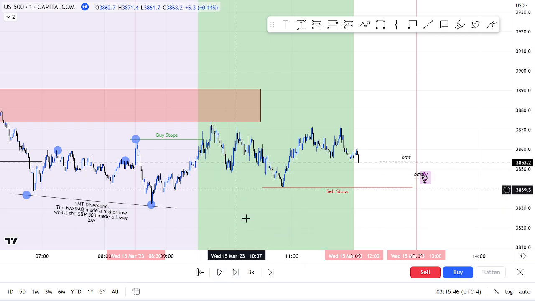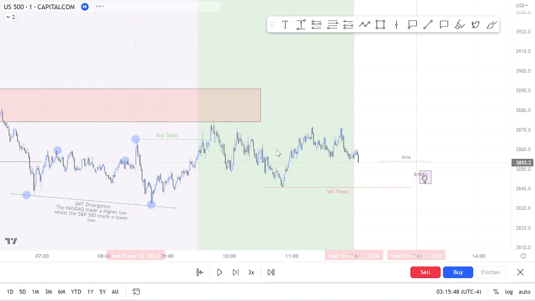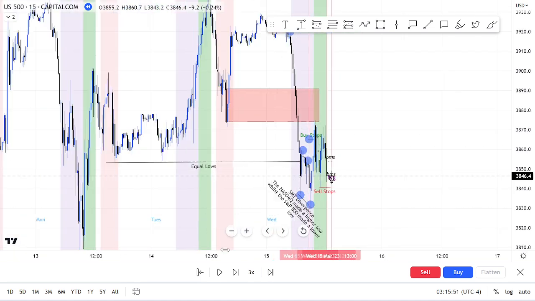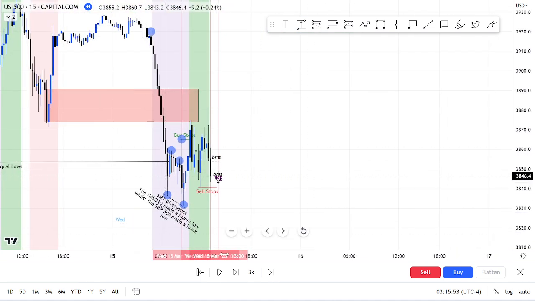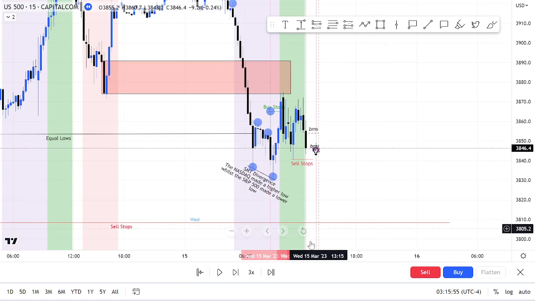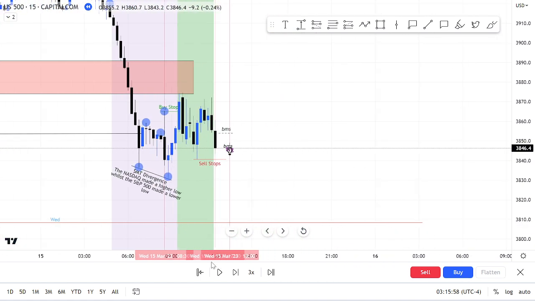Alright, so I'm going to go back to our 15 minute. So before New York lunch, I had marked this level, this sell stop. So basically, when persons saw price coming up, and then saw price come back down, some persons who have the resistance or support mindset might say, alright, I'll draw a rectangle here.